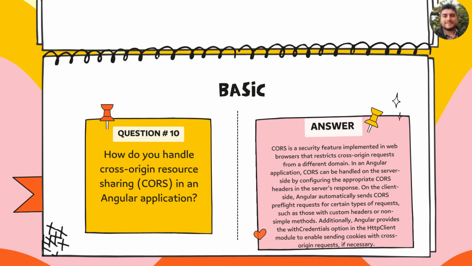CORS can be handled on the server side by configuring the appropriate CORS headers in the server response. On the client side, Angular automatically sends CORS preflight requests for certain types of requests, such as those with custom headers or non-simple methods. Additionally, Angular provides the withCredentials option in the HTTP module to enable sending cookies with the cross-origin request if necessary. Well, this is the final.